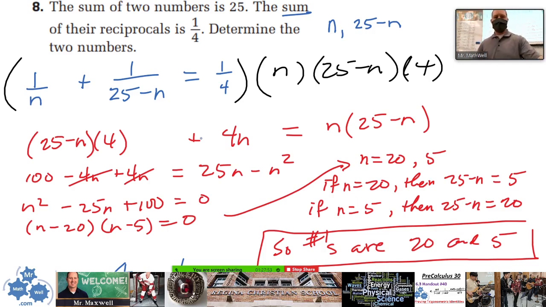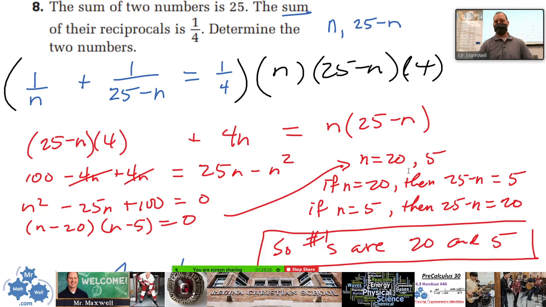Okay, for those of you interested in looking at question number 8, this is how you would finish that. You would get two values for n, 20 and 5. Now please notice that these are not the two numbers themselves. These are just two options for the first number. n could be 20 or n could be 5. It just so happens that if 20 is n, then the other number is 5. And if one number is 5, then the other number is 20. So both of these are solutions.